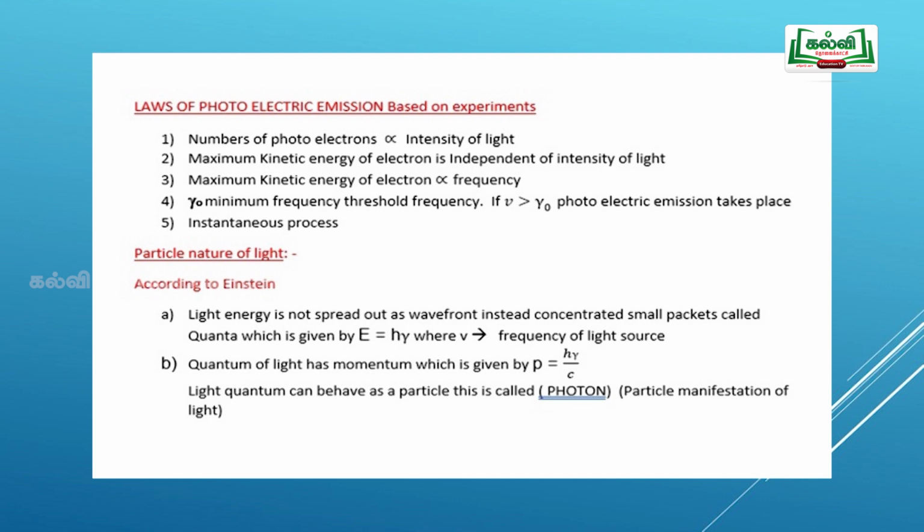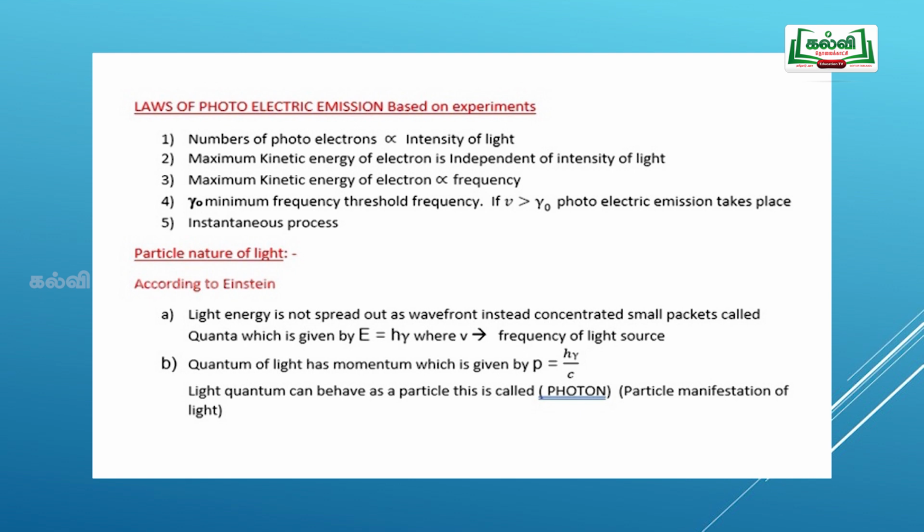According to Einstein, light energy is not spread out as a wavefront. Instead, it is concentrated in small packets called quanta, which is given by E is equal to h nu, where nu is called the frequency of the light source. Quantum of light has momentum, which is given by P is equal to h nu by c, where c is the velocity of light. Light quanta can behave as a particle. This is called a photon. Particle manifestation of light is nothing but photon.